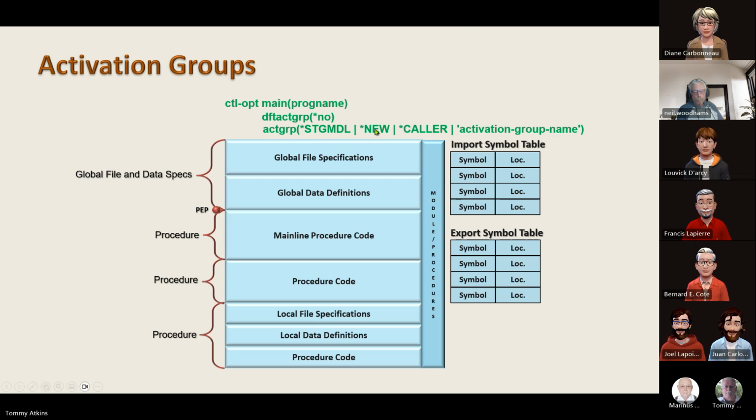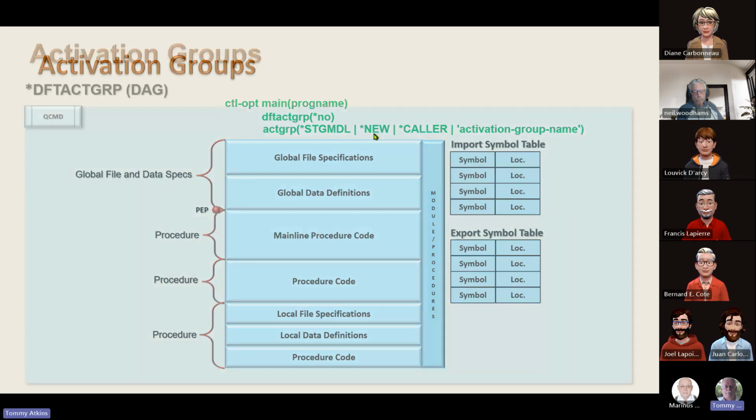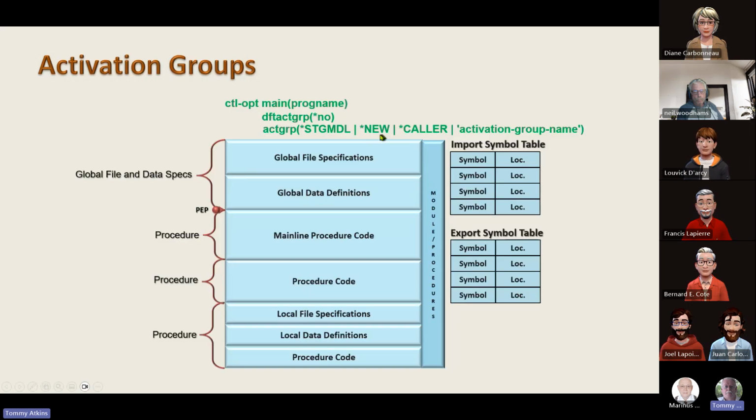New activation group says, I want a new activation group. I don't want to give it a name. Mr. Operating System, I want you to create a new activation group for me, and I want you to give it a number, and I want you to manage it. So a new activation group is a system managed activation group, and that has some very significant differences to named activation groups.